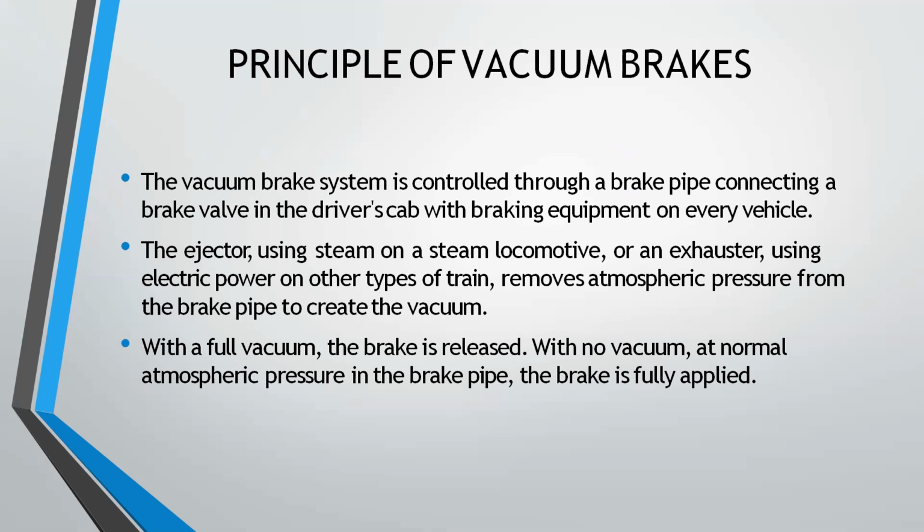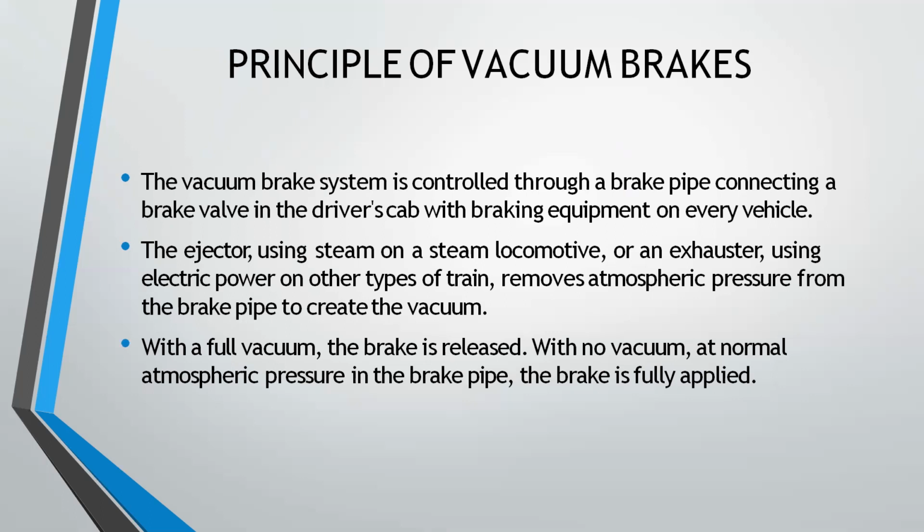The ejector using steam on a steam locomotive, or an exhauster using electric power on the other types of trains, removes atmospheric pressure from the brake pipe to create the vacuum. With a full vacuum, the brake is released. With no vacuum, at normal atmospheric pressure in the brake pipe, the brake is fully applied.